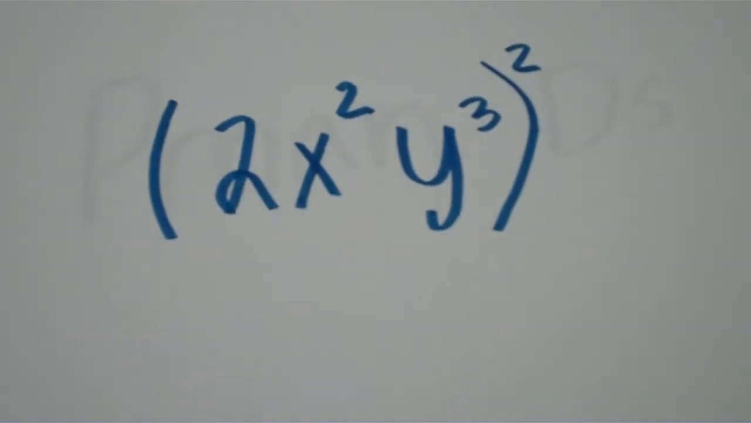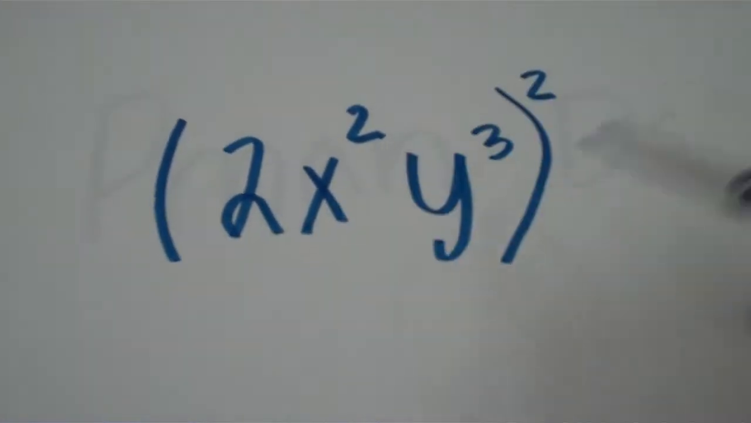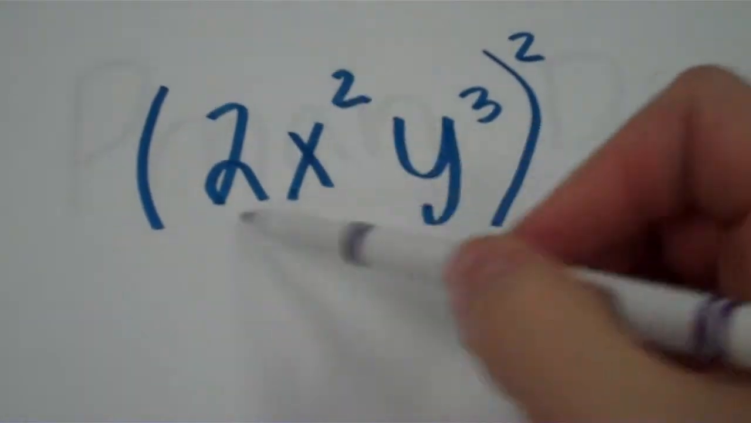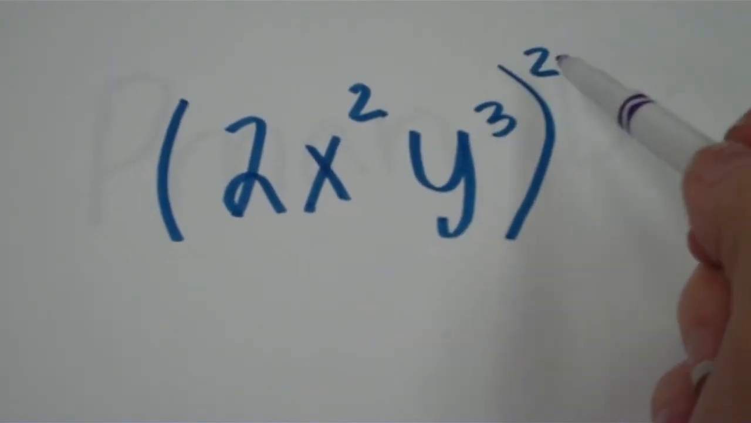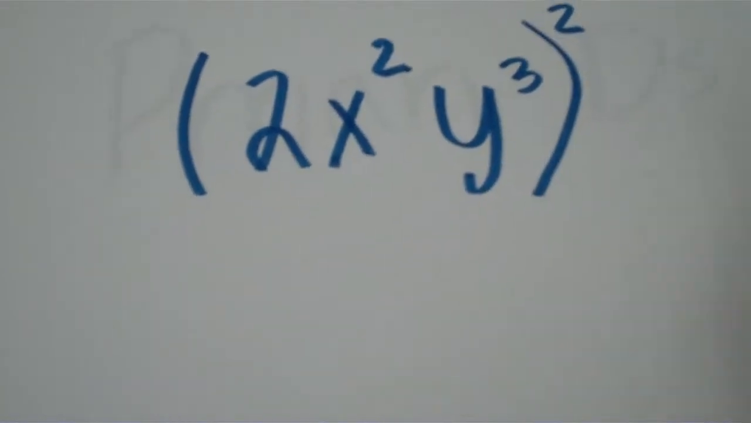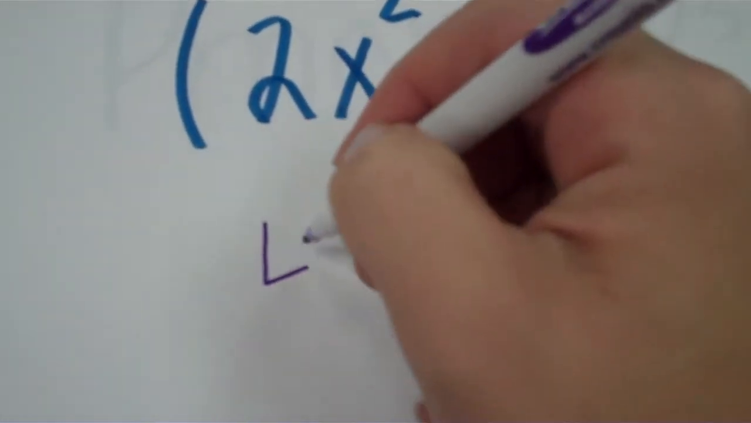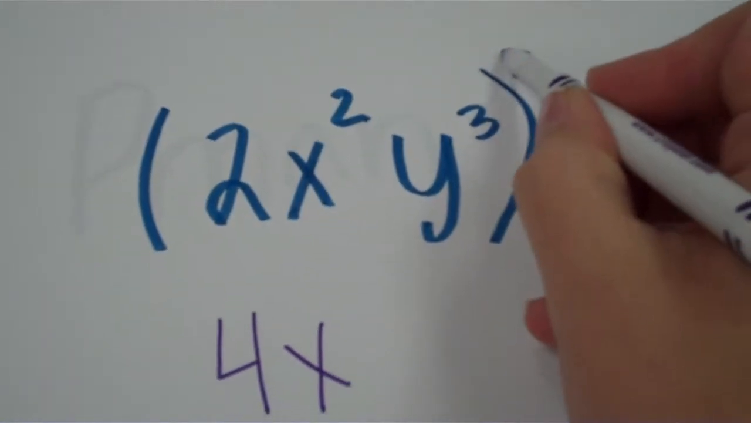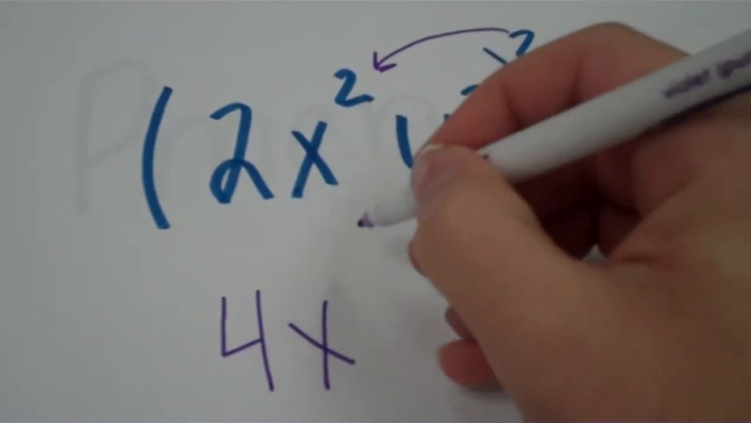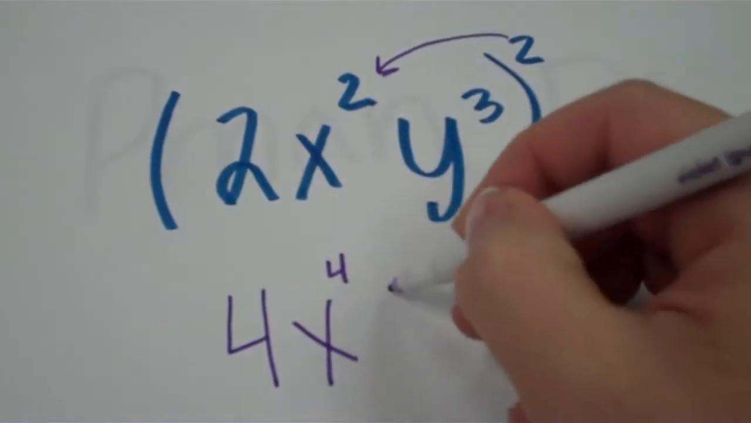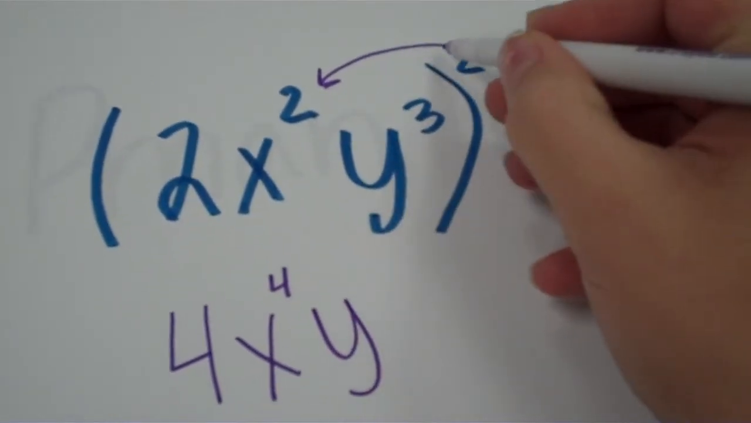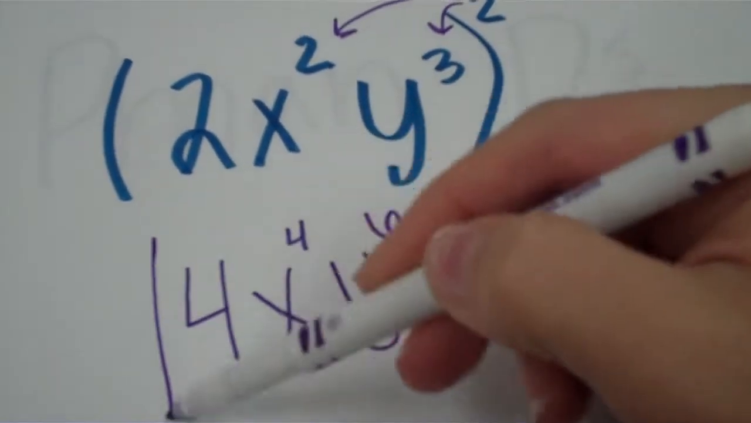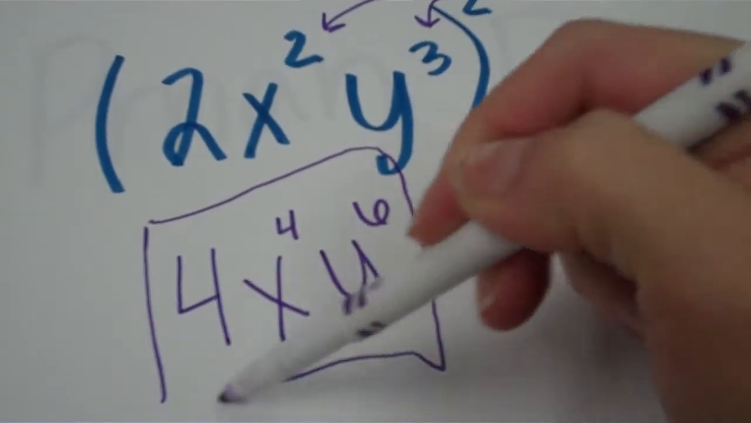So, let's say we have here, we got a whole lot going on. The biggest mistake y'all make is you forget to apply this to the big coefficient, the big number. So what is 2 squared? 2 squared is 4. So I put a 4 here. I bring down my x. And then I multiply my exponents. What is 2 times 2? Well, that's 4. Put the 4 there. I bring down my y. What is 2 times 3? And that answer is 6. And that's my answer. Okay?